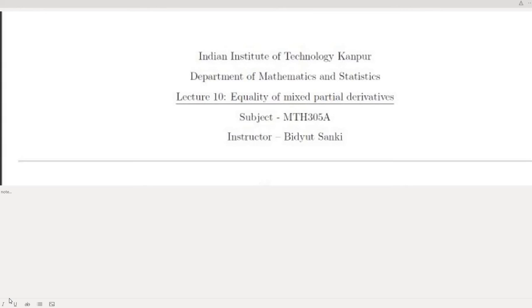Welcome to lecture 10. In this lecture, we study equality of mixed partial derivatives. Okay, so topics of this lecture are following. This is page number 1. Topics are following.